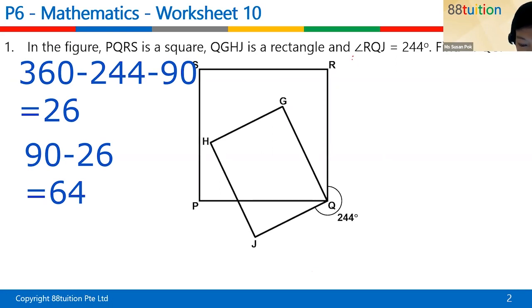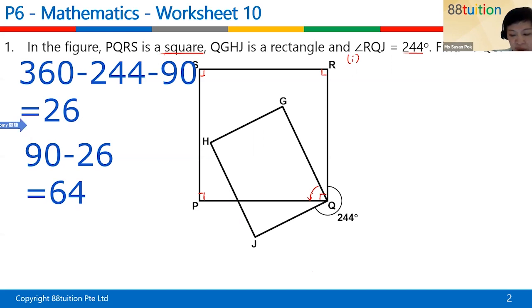So first thing first, you must understand what is the condition here. This is a square. PQRS is a square, and you have a rectangle inside, and here is 244. Meaning to say, you must understand that this one is 90 degree. And here is also 90 degree, right? And you have an angle 244. Where is 244? Outside, right? Find PQG. Where's PQG? That means this is the angle they are asking for.